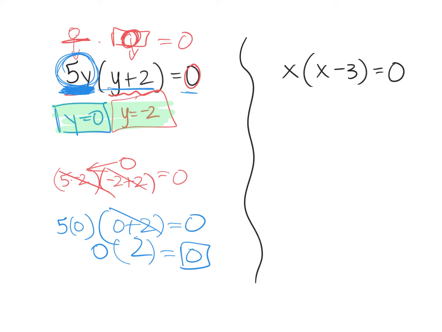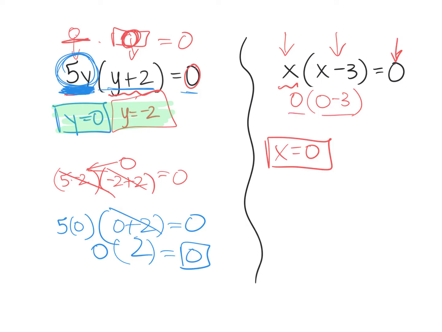Okay, if you want to retry the second problem, go ahead and try it out or think to yourself what the answers would be. So again, if the answer is 0, then that means one of these two factors has to be 0. So what could I put here to make the answer equal 0? Well, if x was just 0, I would have 0 times 0 minus 3. Well, 0 times anything is 0. So 0 is one answer.